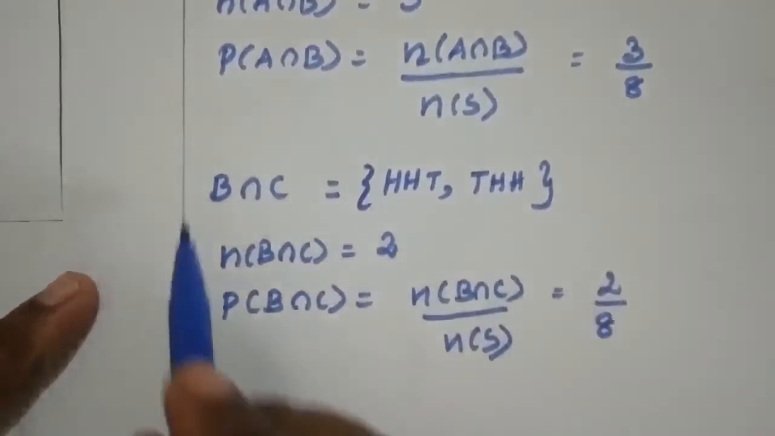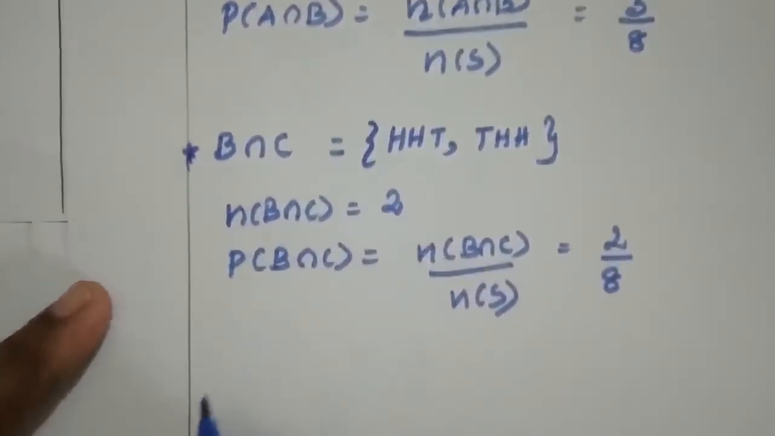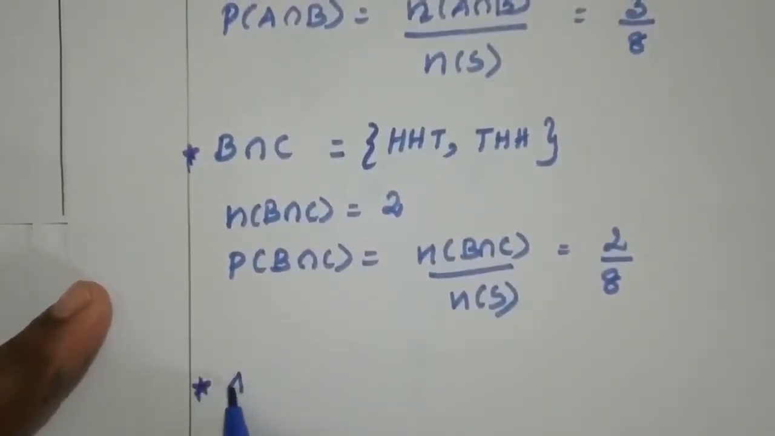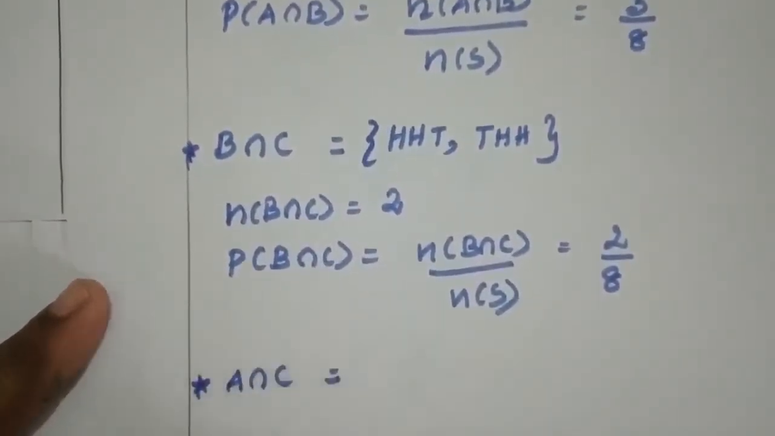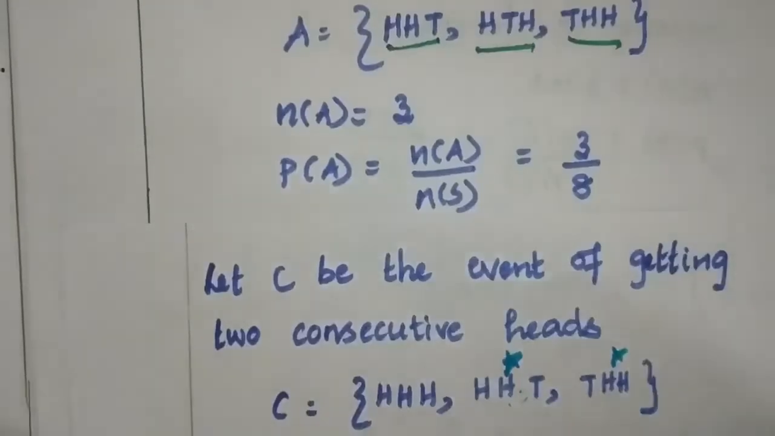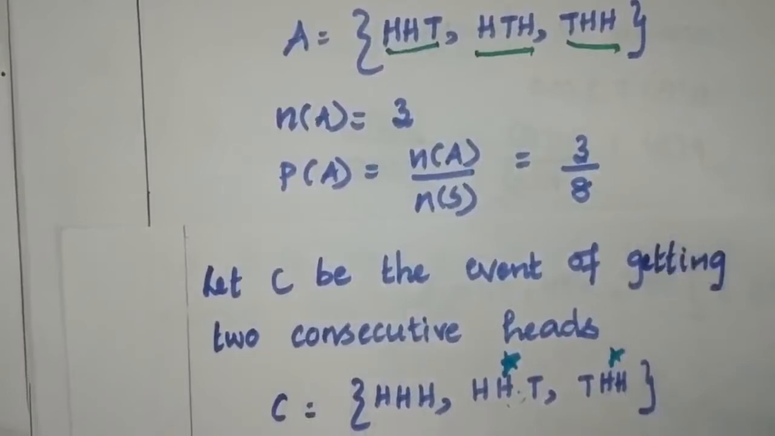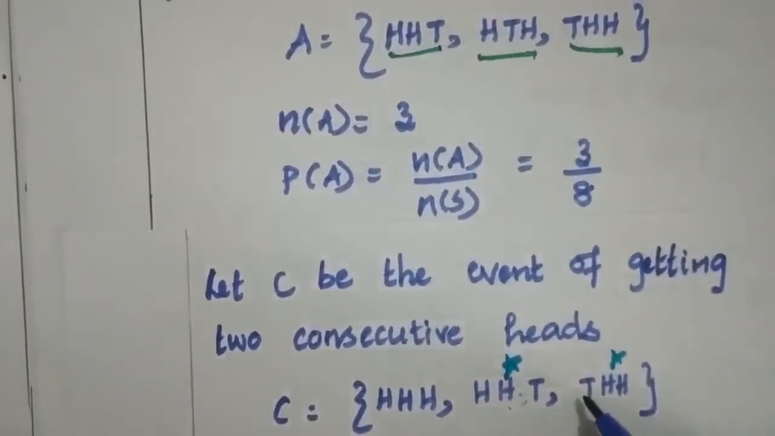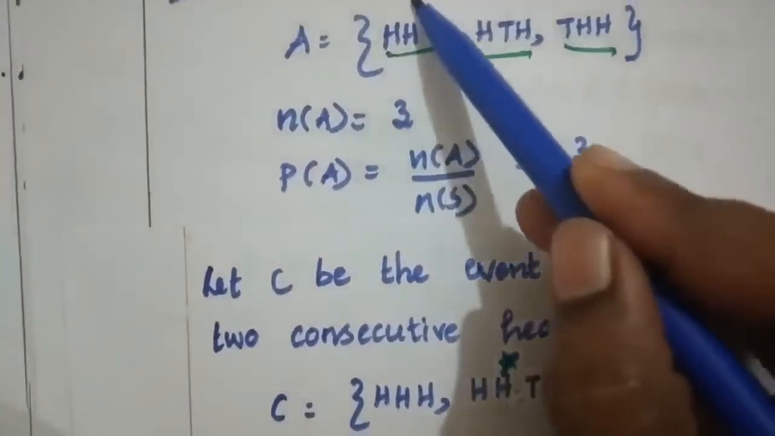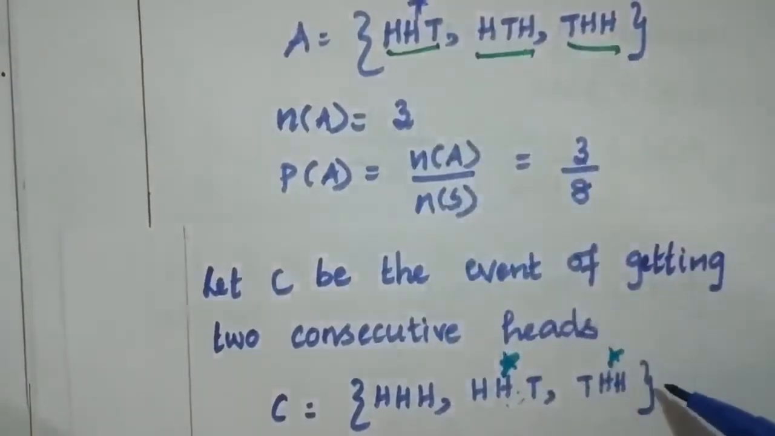Now we have to find the sample points that are common between A and C. The sample points common between A and C are HHT, then THH.